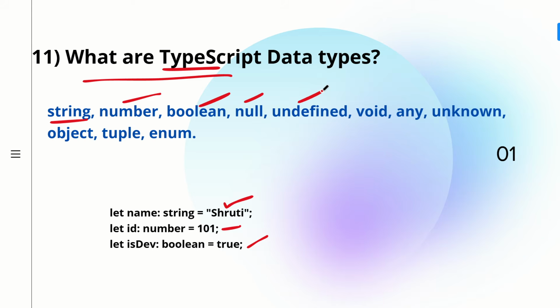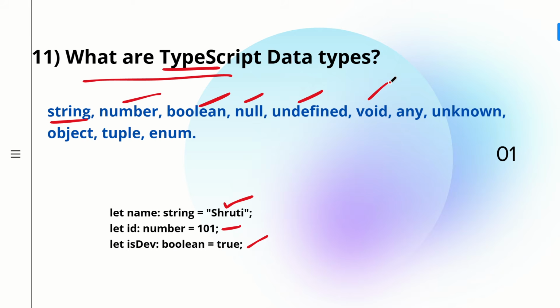What does undefined mean? Undefined means that you have just declared your variable with let name and you did not give any value. It means that it will be initialized to undefined, like you are not sure of what your data type will be, you have not intentionally given any value. That is undefined. Then we have void.